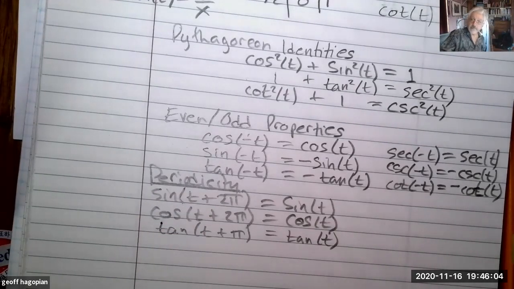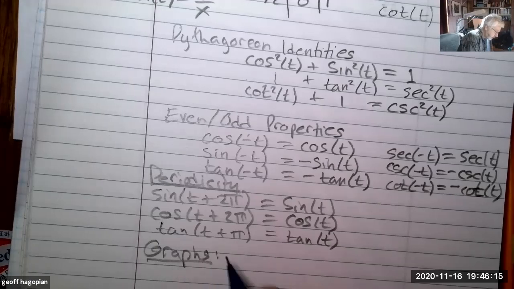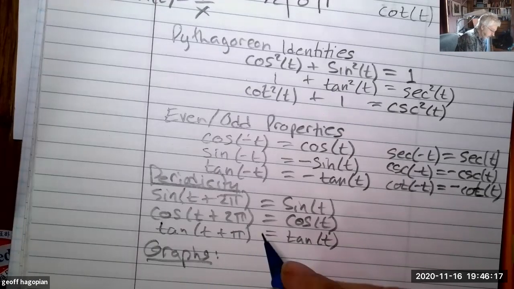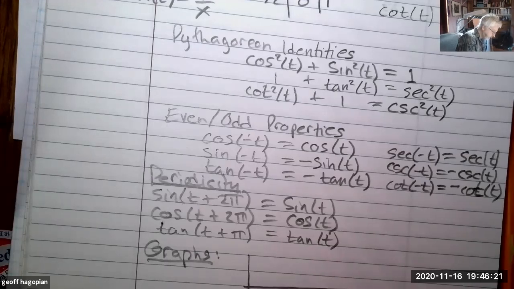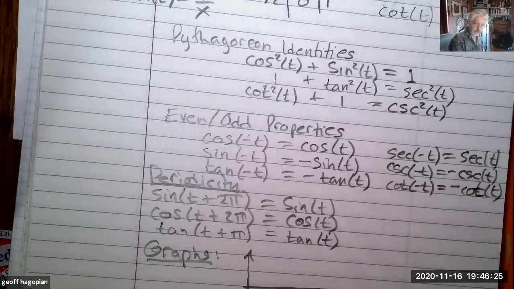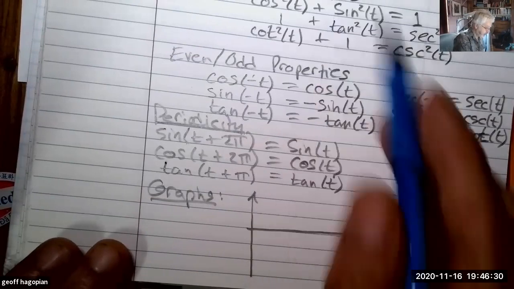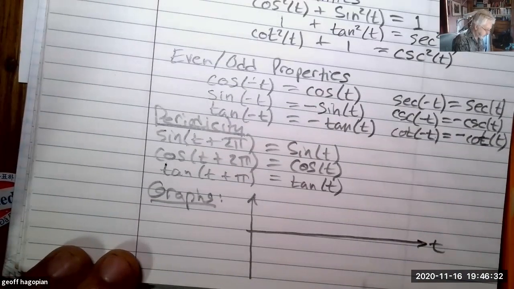And so the graphs, what do the graphs look like? Well, let's just make a quick graph here. So I'm going to call that the t-axis. Now, sometimes confusingly, it's called the x-axis. But x is a point on the unit circle, right? Which we haven't drawn yet. Let's do that in a minute here.